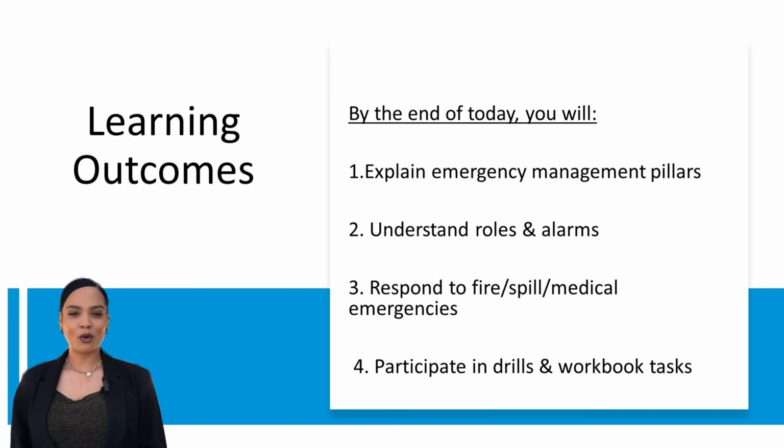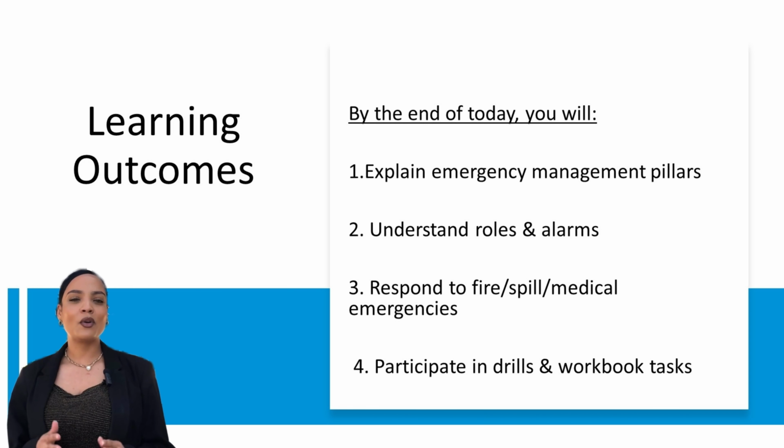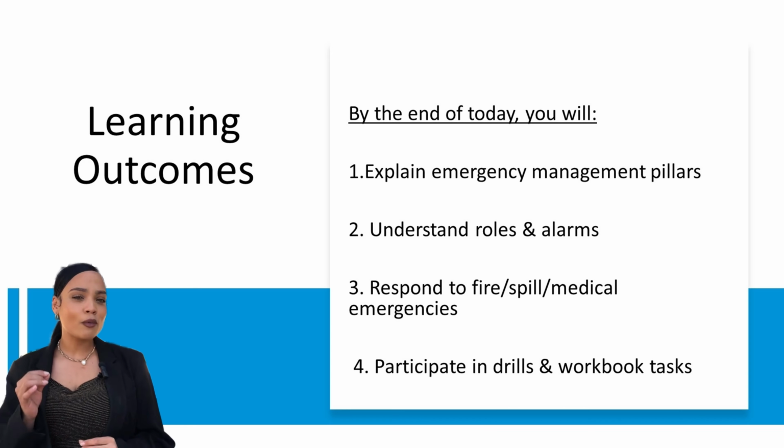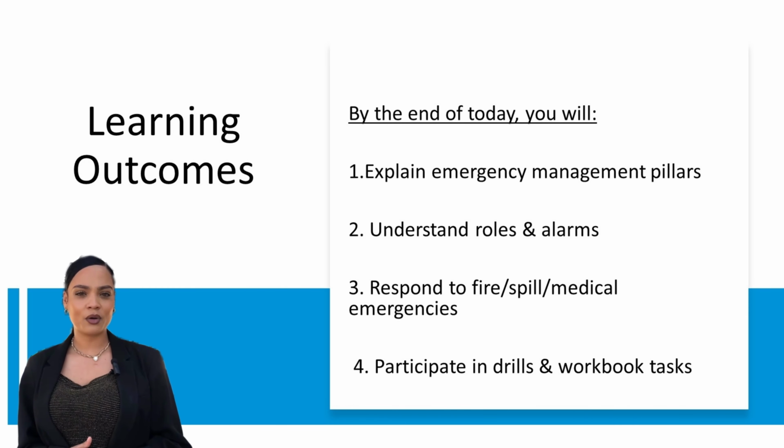By the end of this session, you will be able to explain the 4 pillars of emergency management: prevention, preparedness, response, and recovery. Identify site emergency roles, alarms, communication methods, and evacuation procedures. Demonstrate correct responses to common emergencies: fire, chemical spill, medical incident, gas leak, power failure. Describe how to use emergency equipment appropriately and safely within your role. Participate in drills and record actions for POE evidence.